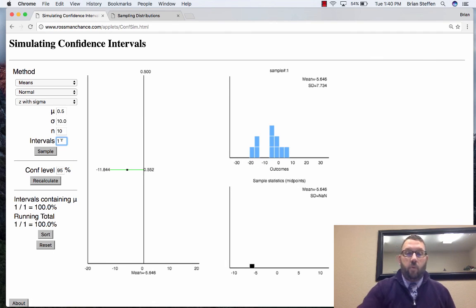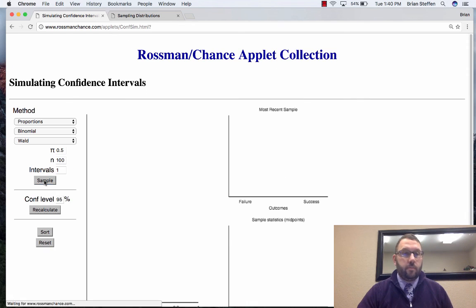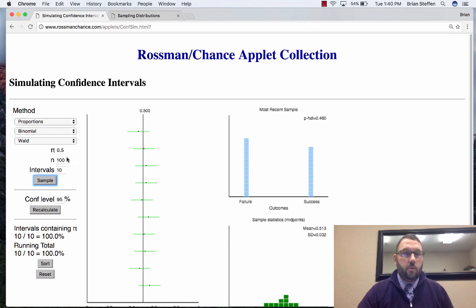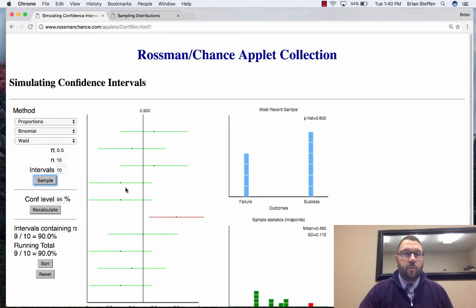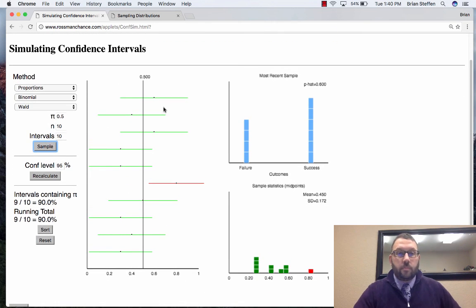Let's say instead of one interval, I'm going to do 10 intervals. So we'll recalculate. 10 intervals, and then we'll sample. N is 10, sample, there we go. Now we've got these intervals, and we can see that this particular one includes the mean, but this one down here does not.